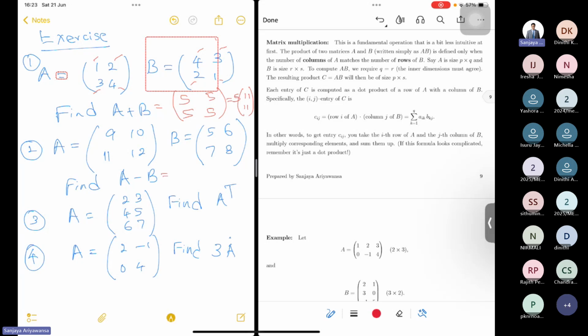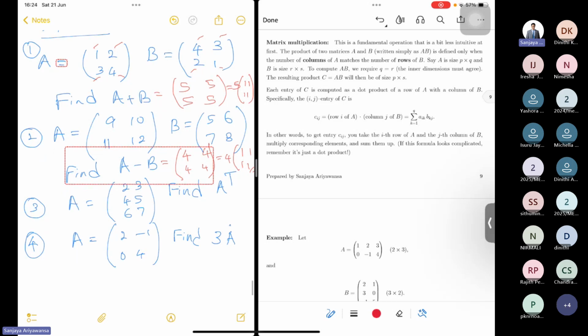And the second one, A minus B: 9 minus 5 is 4. 10 minus 6 is 4. 11 minus 7 is also 4. And 12 minus 8 is also 4. So you can take 4 out such that you have something like this, a 2 by 2 matrix multiplied by a scalar 4.